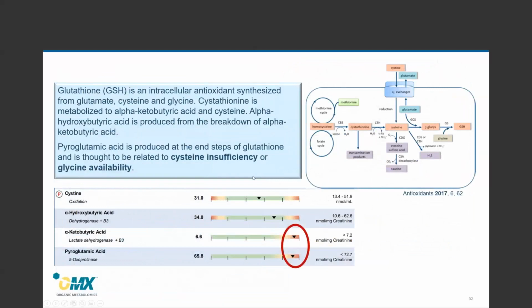The other part that I'm looking at is glutathione. Glutathione is an intracellular antioxidant. It's made up of glutamate, cysteine, and glycine. And so it can have an impact. So I'm looking at some markers. Cystathionine is metabolized to alpha ketobutyric acid and cysteine, and they can be markers of glutathione production or inefficiency. And then pyroglutamic acid is produced at the end steps, and it can be related to inadequate amounts of cysteine or glycine availability. And we know her glycine is low.